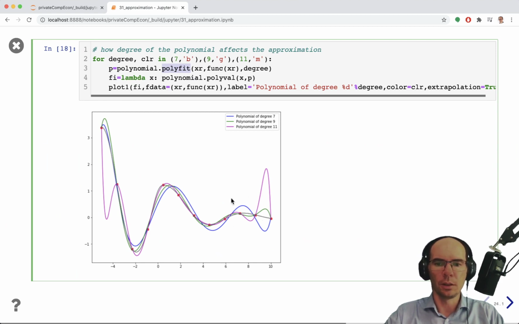Except maybe for some instability here. But as you can see, the 11th degree is blowing out a little bit, and then the 7th degree is probably not enough. But the 9th degree is probably doing the best job here. It overshoots a little bit on this left end, but it doesn't blow out as much on the right end.